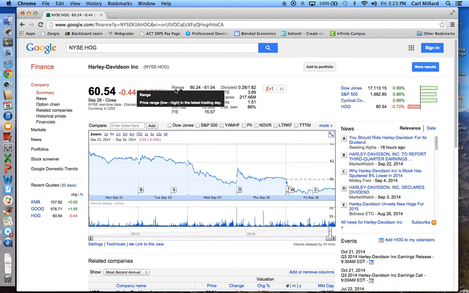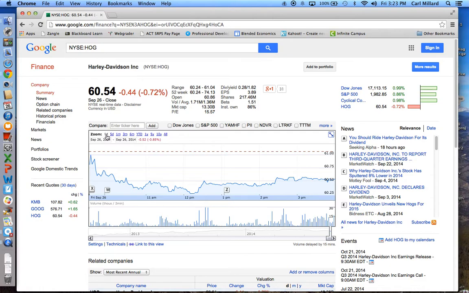Range. That's just the trading range of value that the stock had the preceding day. Yesterday it was 60.24 on the low end, 61.04 on the high end, just kind of brackets and tells you what's going on. That's kind of, again, a holdover from the newspaper days because I can click 1D over here and get a visual representation of that, which personally I like a little bit better.